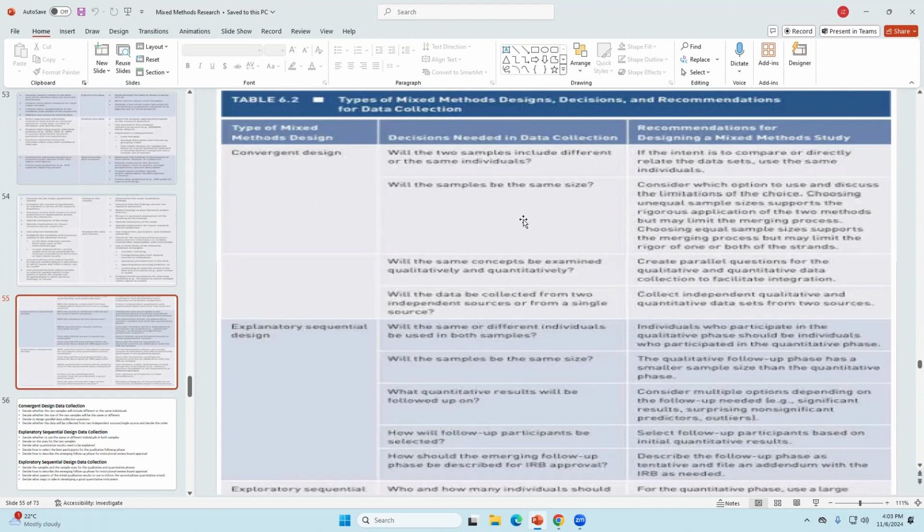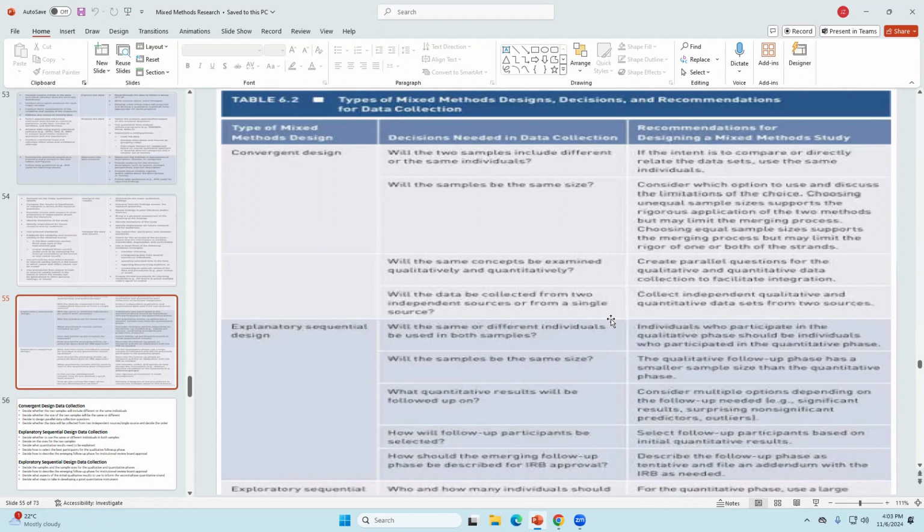Will the same concept be explained qualitatively and quantitatively? Create a parallel question. It means if you take the same concept, ask about the same concept in both. The qualitative question and the quantitative question should address the same concept. Another question: will the data be collected from two independent sources? Collect independent qualitative and quantitative sets from two sources. Yes, sometimes if you can collect data from two independent sources instead of a single source, it will be easier for you to justify.